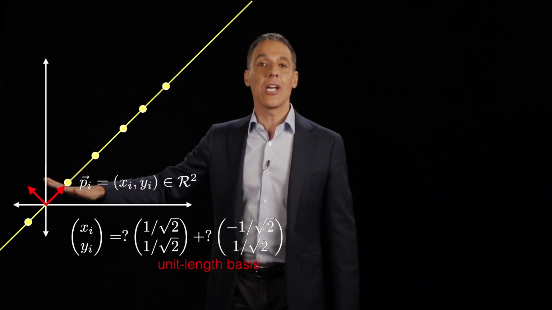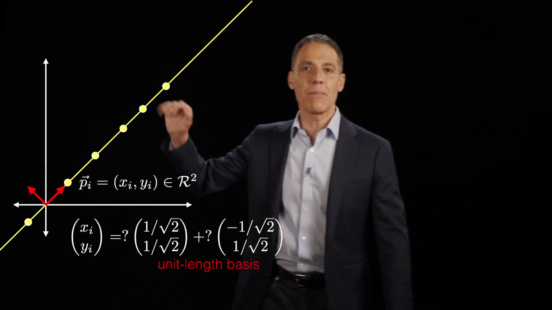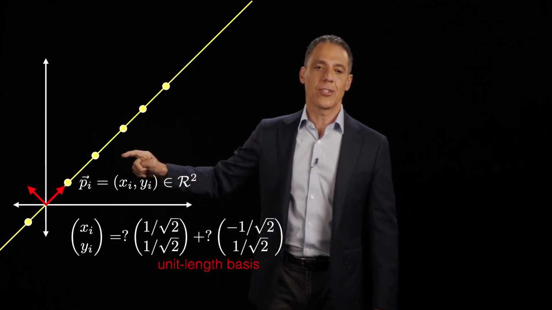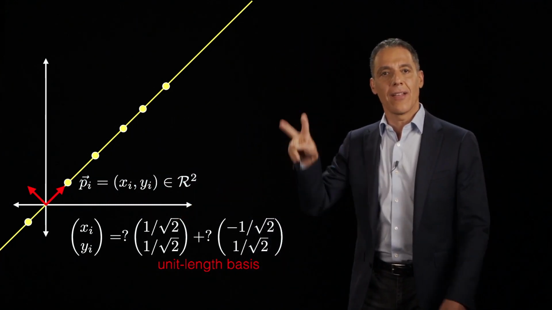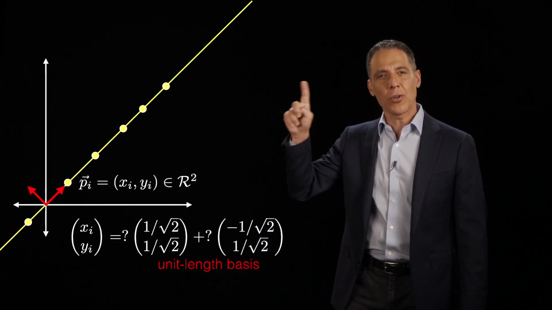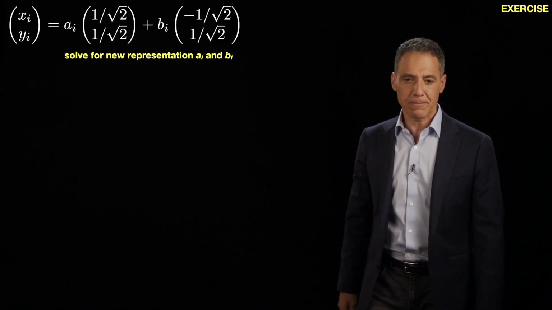But this is still an orthonormal basis, the way the canonical basis is orthonormal, the way the Fourier basis was orthonormal. This is an orthonormal basis because these vectors now are unit length and they are perpendicular to each other. That orthonormality is going to become really important in a little bit, so hold on to that idea.